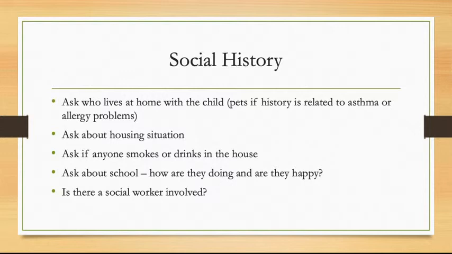Pets, you should ask about pets if you think the history is related to allergies or asthma. You can ask about the housing situation. You should ask if anyone smokes or drinks in the house. And then with the child, you should ask them about school. Like, how are they doing at school?